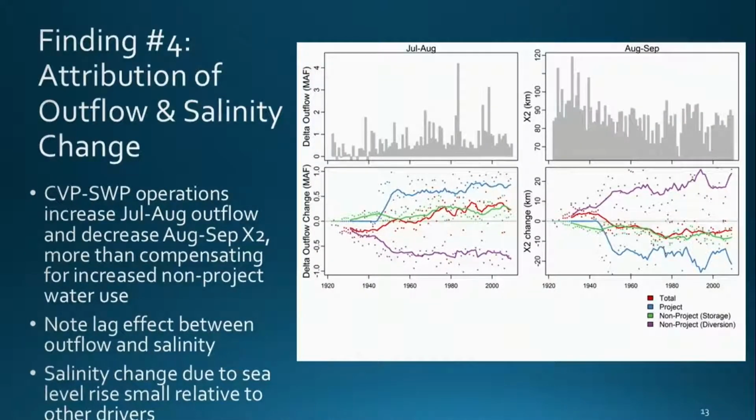So you can see, as we talked about before, the total change was increasing flow in the summer, decreasing salinity. And the one thing to look at is the projects, through their operation, are really supporting that higher flow, and it's more than mitigating for the decreasing flows that are accounted for by the non-project diversions. And then you can see it's kind of the mirror image here with the salinity.